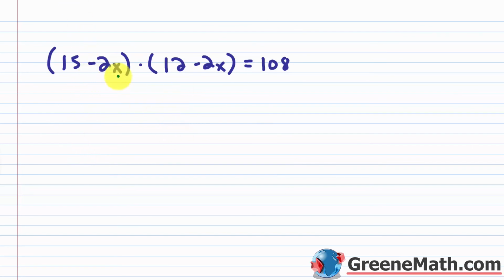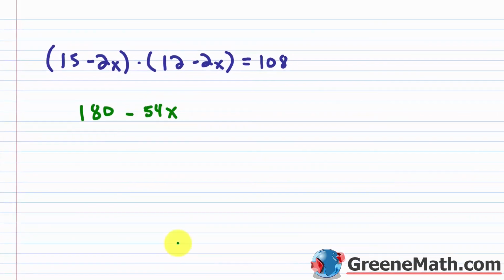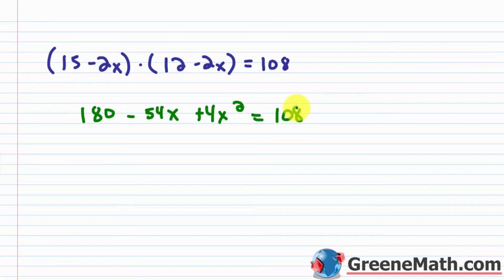So 15 minus 2x times 12 minus 2x, we're going to use FOIL for that. 15 times 12 is 180, and then 15 times negative 2x is minus 30x. Negative 2x times 12 is minus 24x. Combining like terms, I have negative 54x. Then negative 2x times negative 2x is plus 4x squared, and this is equal to 108. Let me rearrange things here: 4x squared minus 54x plus 180 is equal to 108.